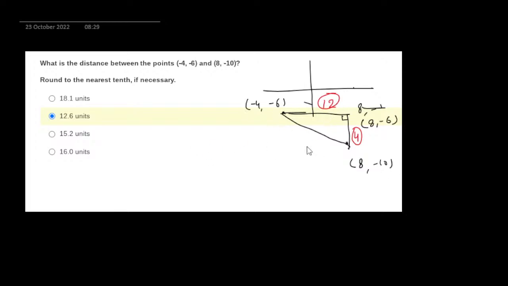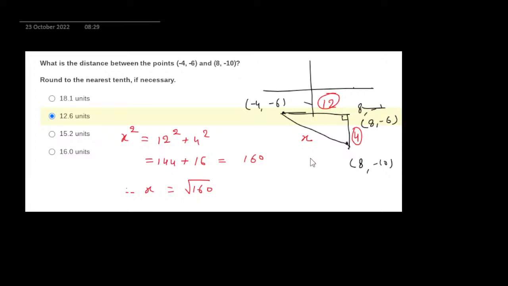So for my answer I use the Pythagoras theorem. If this distance is x, then x square will be equal to 12 square plus 4 square. 12 square is 144, plus 4 square is 16. So 6 plus 4 is 10, I will get 160. Therefore the value of x will be root of 160. Now root of 160 should definitely be more than 12.